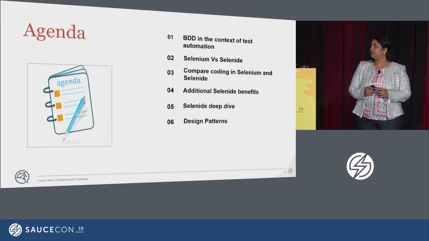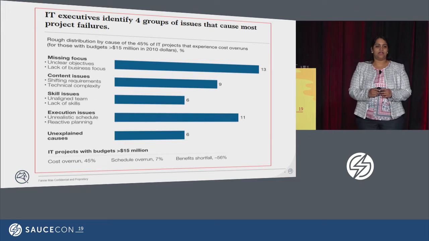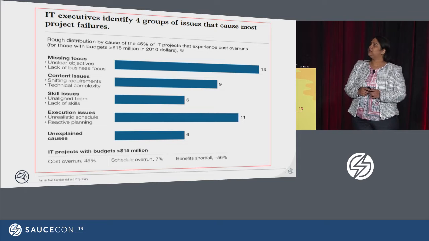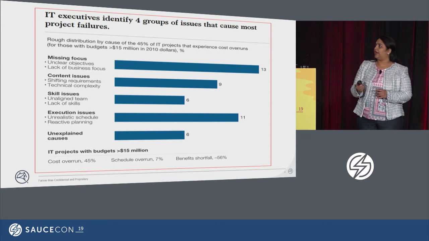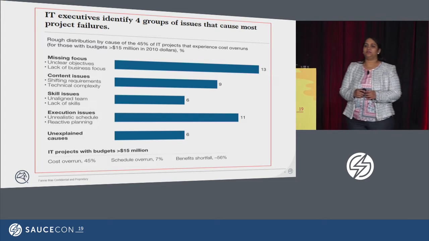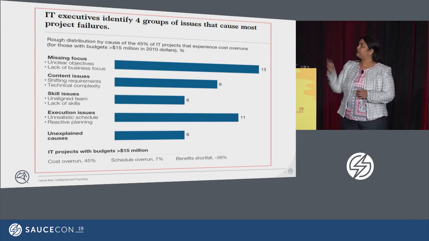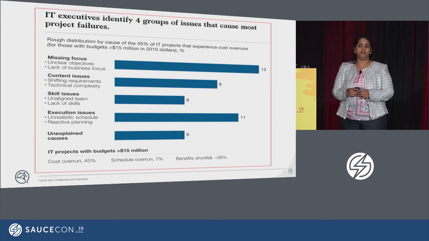So that's the agenda. Before we go quickly into the other slides, I would like to talk a few lines about some interesting statistics. This is one that I got from McKinsey. If you see, 45% of IT projects are over budget. And if you see the topmost project failure, it's because of a lack of business focus, followed by shifting requirements. We definitely understand that there is a communication gap between business and technology, and that is where we are seeing all these failures.